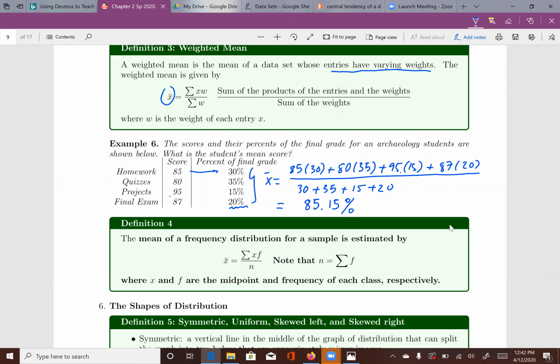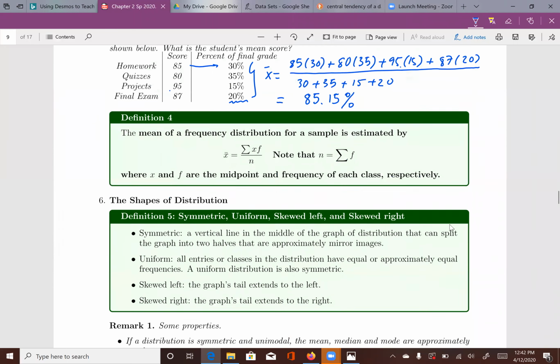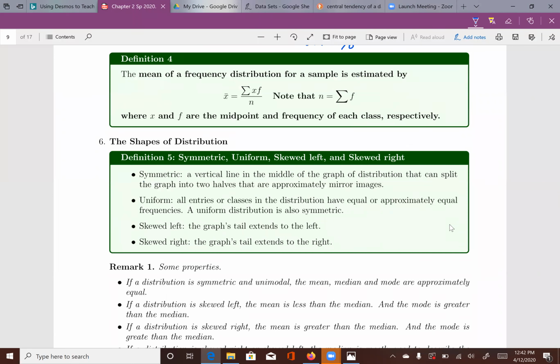All right. And also in some cases, when you do not have access to the entire data set, but you have access to a frequency distribution of that data set, then how can you use that frequency distribution to estimate the mean of the data set? Again, if you are given a frequency distribution, you will be estimating the mean of the data set. And how can you estimate the mean? You can use this formula here.